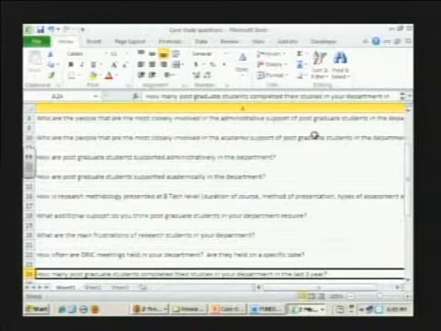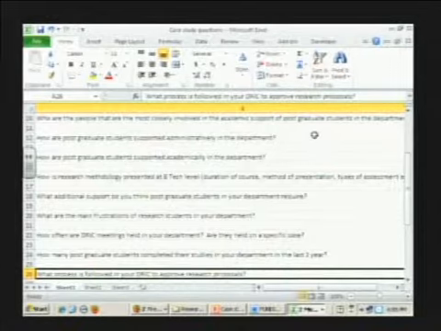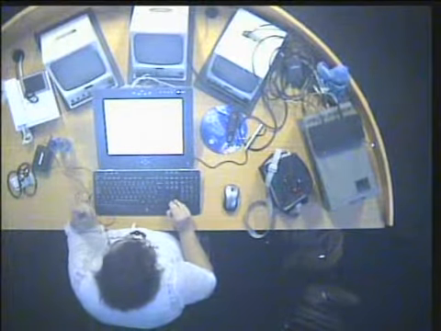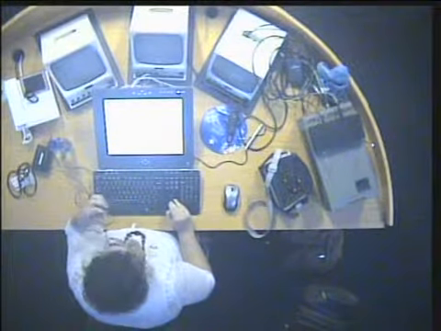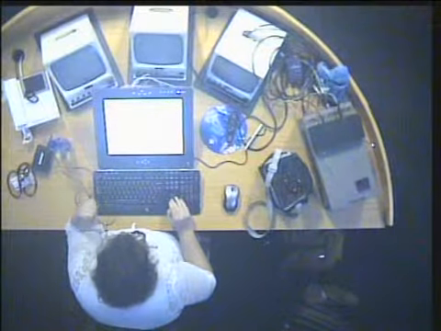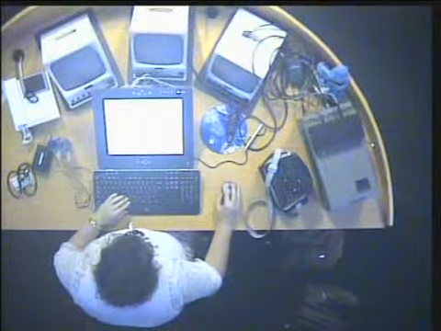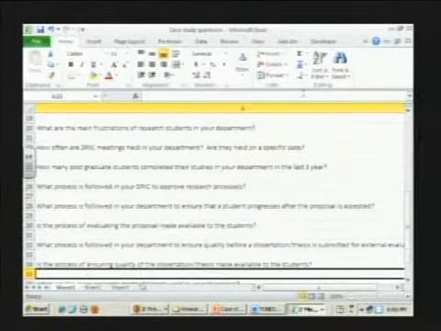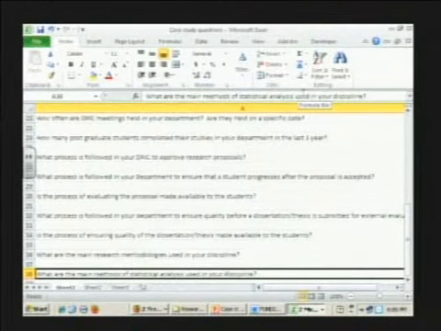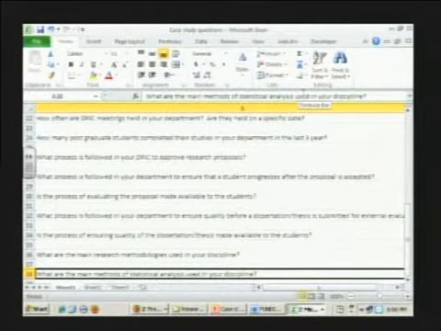How many postgraduate students completed their studies in your department in the last 3 years? What process is followed in your DRIC to approve research proposals? Don't you guys want to know that? What process is followed in your department to ensure that a student progresses after the proposal is accepted? Is the process of evaluating the proposal made available to the students? Do you guys know how they evaluate your proposal? What process is followed in your department to ensure quality before a dissertation or thesis is submitted for external evaluation? Is the process of ensuring quality of the dissertation or thesis made available to the students? What are the main research methodologies used in your discipline, and what are the main methods of statistical analysis used in your discipline?